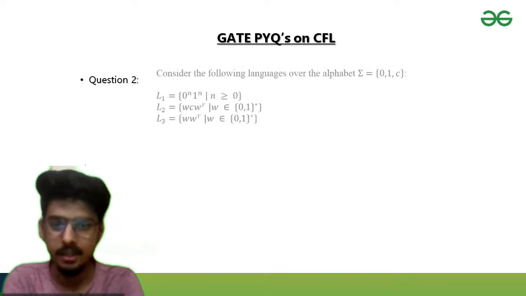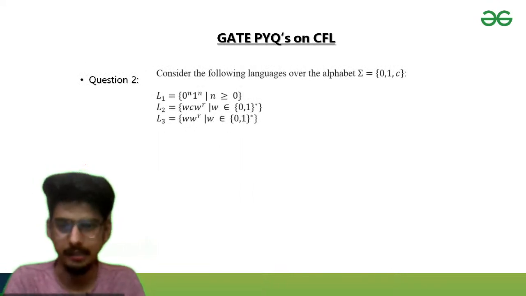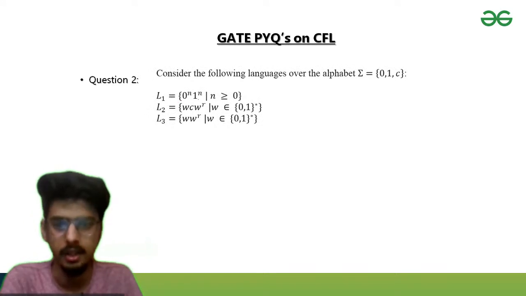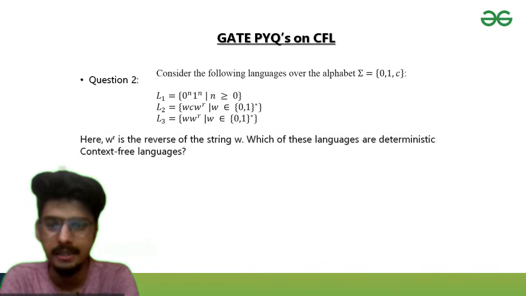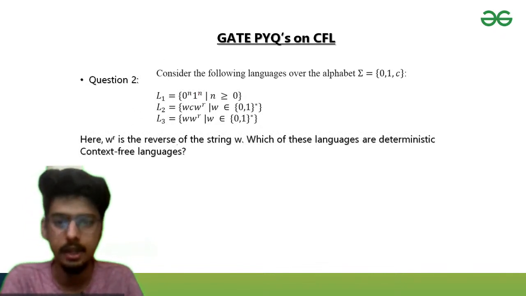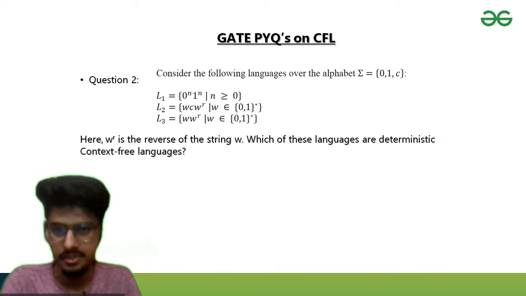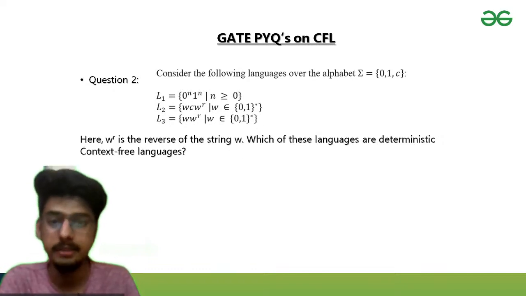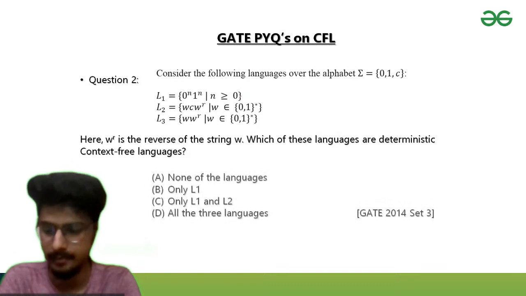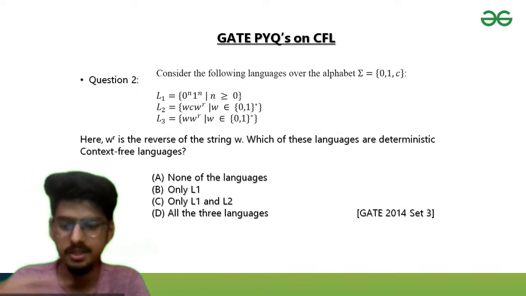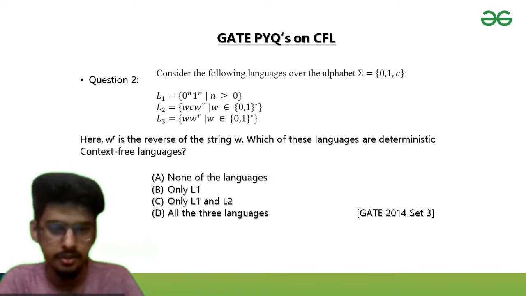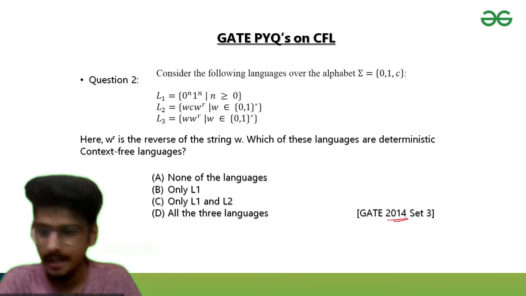Now the second question says that you are given these three languages: L1 is 0^n 1^n, then L2 is WCW^R, then L3 is WW^R. Here W^R is the reverse of the string W, and the question is which of these languages are deterministic context free languages. Okay, so these are the options which are given to you. Which of these options will be correct? This question was asked in GATE 2014, and let's see who can solve it.